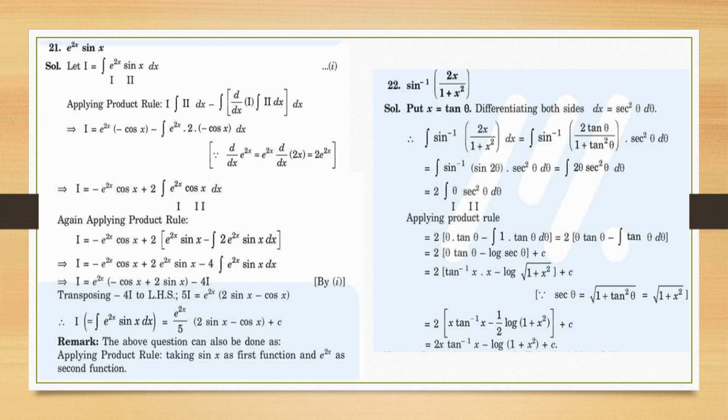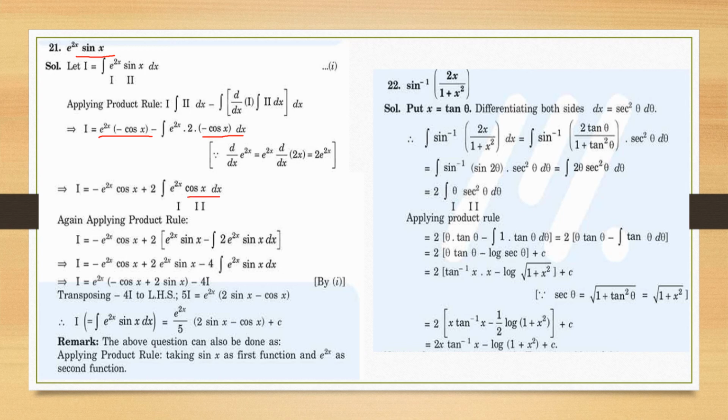So see, question number 21 is there, e raised to power 2x sin x. See carefully, instead of sin x, I have taken e raised to power 2x as the first function. So let us apply the rule: e raised to power 2x into the integral of sin, which is minus cos, minus d/dx of e raised to power 2x, which is 2 e raised to power 2x, and the integral of sin x is minus cos x. Okay, now this is I, minus e raised to power 2x cos x plus, taking this minus sign outside, 2 e raised to power 2x cos x.